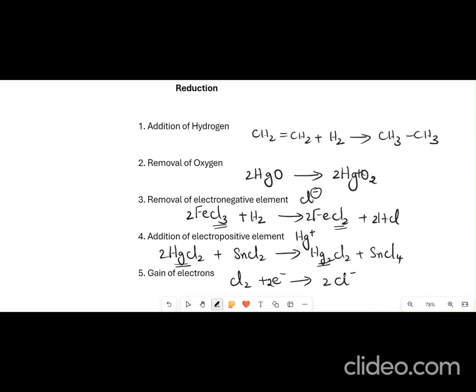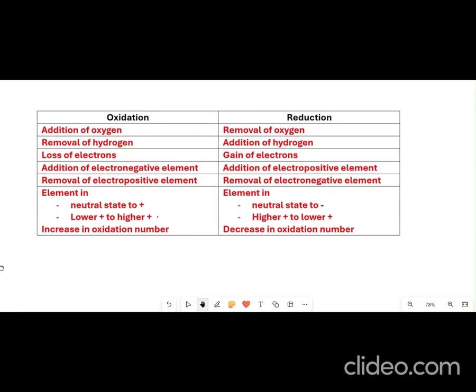When we summarize oxidation and reduction, it will be like this. Oxidation is addition of oxygen; removal of oxygen is reduction. Removal of hydrogen is oxidation; addition of hydrogen is reduction. Loss of electron is oxidation; gain of electron is reduction. And addition of an electronegative element or removal of an electropositive element is oxidation. Addition of an electropositive element or removal of an electronegative element is reduction.